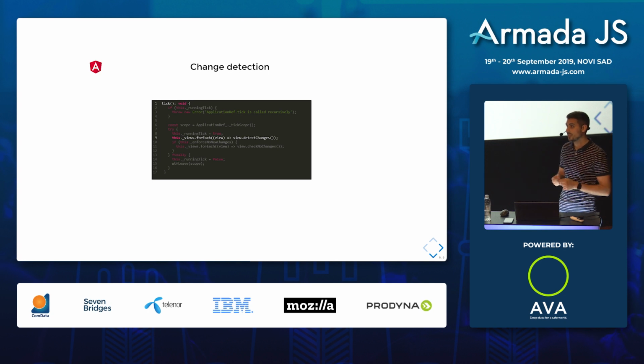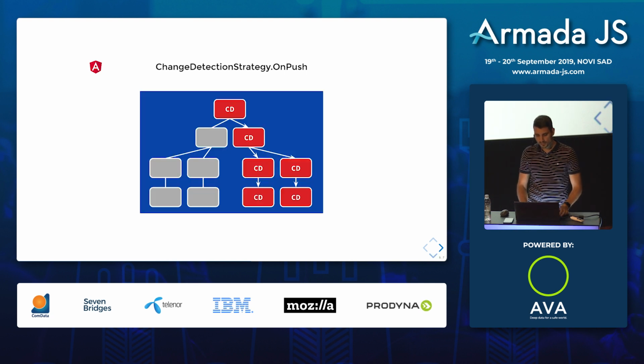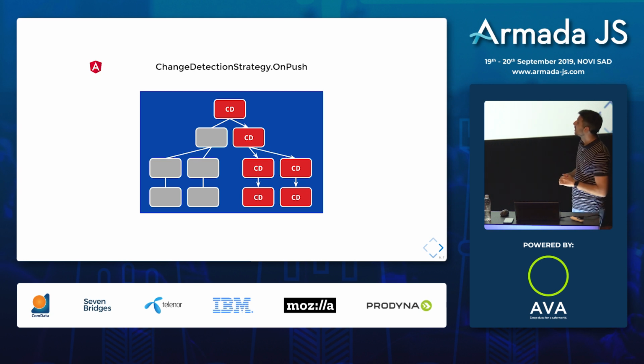In Angular 1, with one single change, you will definitely have two digest cycles, because the second one is going to check if some of the watchers maybe changed something when they fired. Angular tends to be more performant, and they have introduced something called change detection strategy OnPush.